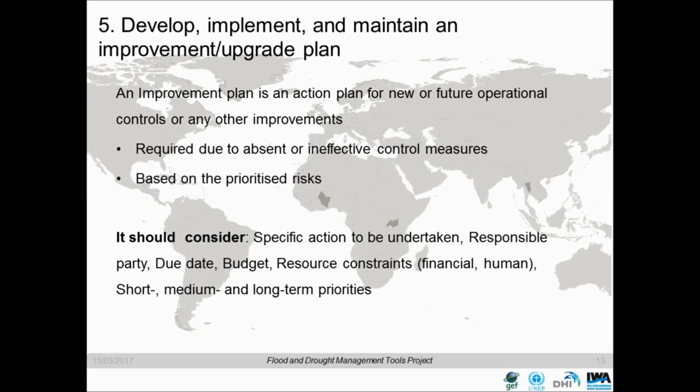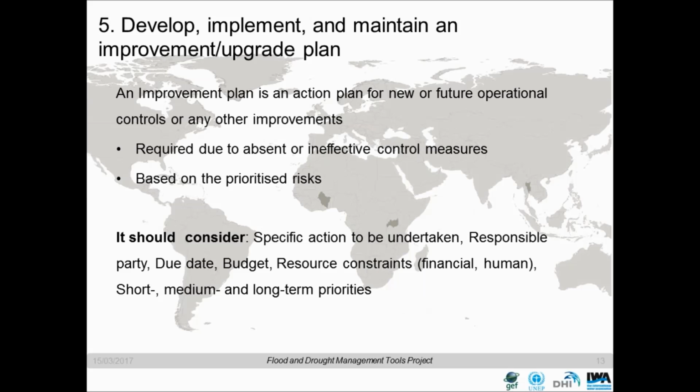The fifth stage involves developing, implementing, and maintaining an improvement plan. Now, an improvement plan is an action plan for new or future operational controls or any other improvements that the WSP team deems fit. It is usually required due to the absence or ineffectiveness of the existing control measures, as the WSP team may have found out, and it is based on the prioritized risks. Some of the things to be included in the plan are the specific action to be undertaken, the responsible party, the due date, and the budget.